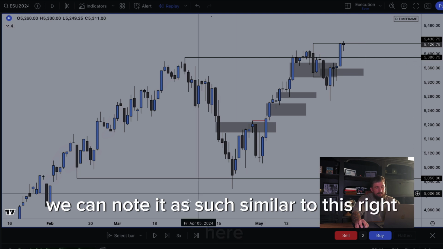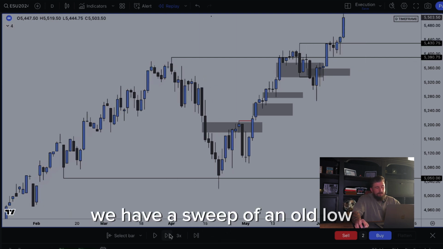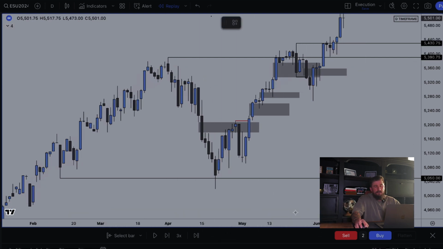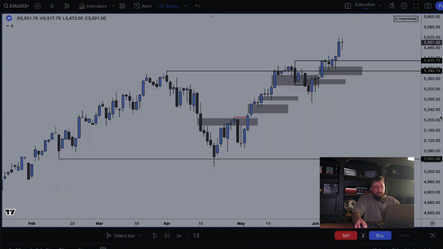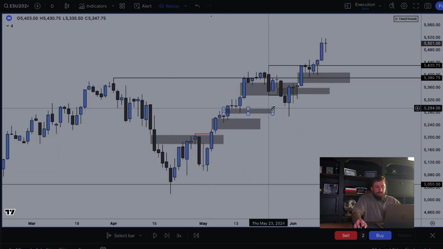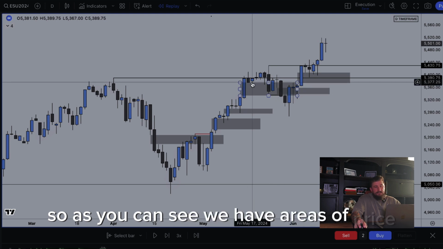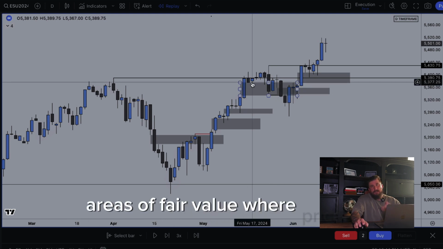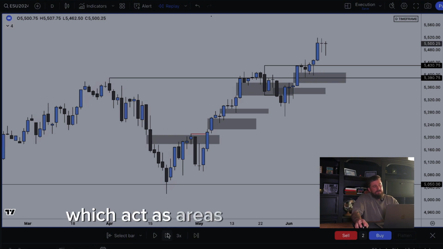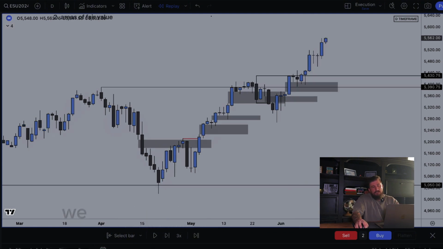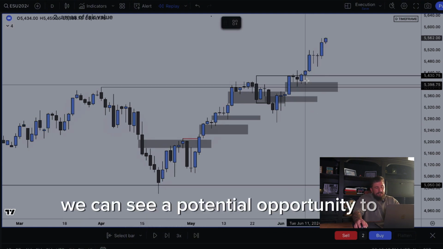Similar to this right here, we have a sweep of an old low where we now continue higher with another fair value gap that was left behind. So as you can see, we have areas of fair value where price is supported by it, as well as old highs and old lows, which act as areas of interest as well. When they are swept out, we can see a potential opportunity to take a trade.